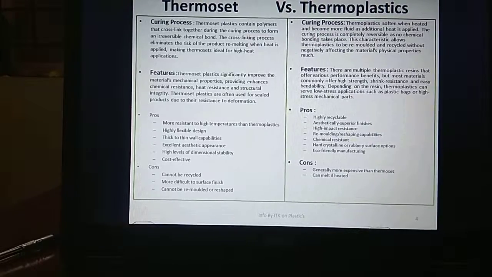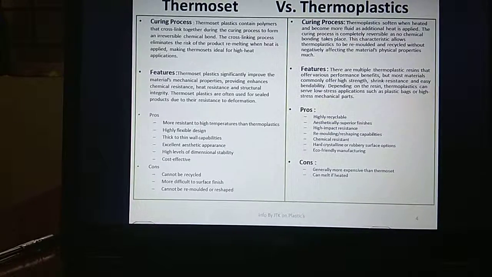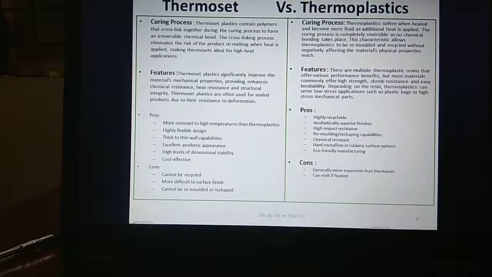So what are all the features of thermoplastics? There are multiple thermoplastic resins these days that offer various performance benefits. Most of these materials are commonly of high strength, shrink resistance, and easy bondability. Depending on the resin, thermoplastics can serve low stress applications such as plastic bags, and high stress applications such as mechanical parts.